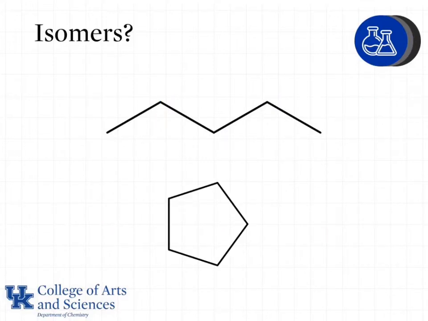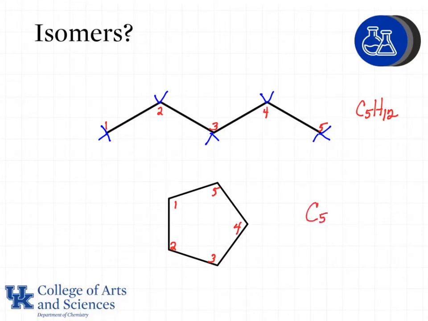Are these molecules isomers? Again, we need to find the chemical formula of both, and we get C5. Adding in our hydrogens, we have 12 hydrogens for the top molecule. On the bottom, we have 5 carbon atoms, so we have C5. Each carbon is going to have 2 bonds to hydrogen, and so we get C5H10. So these molecules are not isomers because they have a different chemical formula.